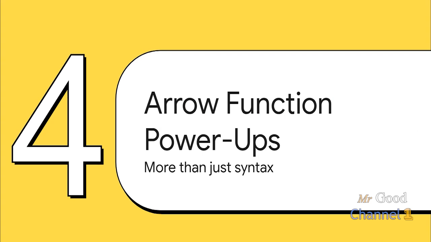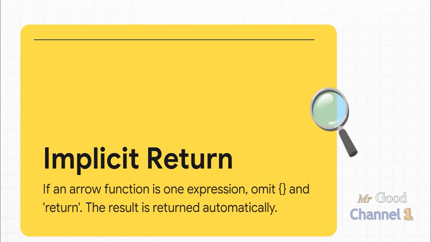But wait, there's more. Arrow functions aren't just a pretty face. They have some serious power-ups. And probably the biggest and most useful one is something called implicit return. Here's the deal with implicit return. The rule is super simple. If your function body is just a single line, a single expression, you can completely get rid of the curly braces and the return keyword. JavaScript is smart enough to see that single expression and will automatically return its result for you.